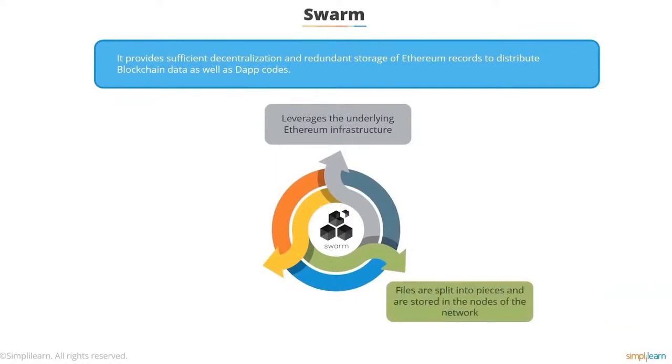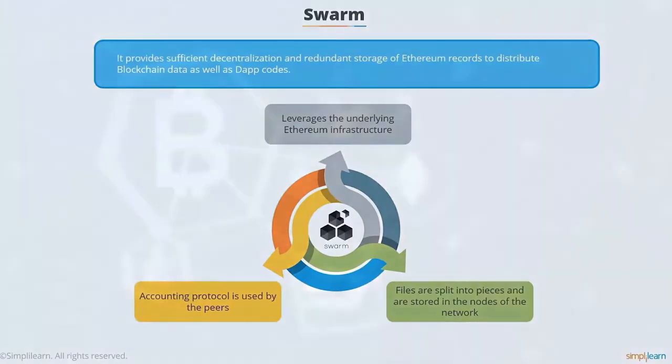The files are split into pieces and are stored in the nodes of the network. An accounting protocol is used by peers to keep track of these chunks delivered and received and resulting micropayments associated with it.